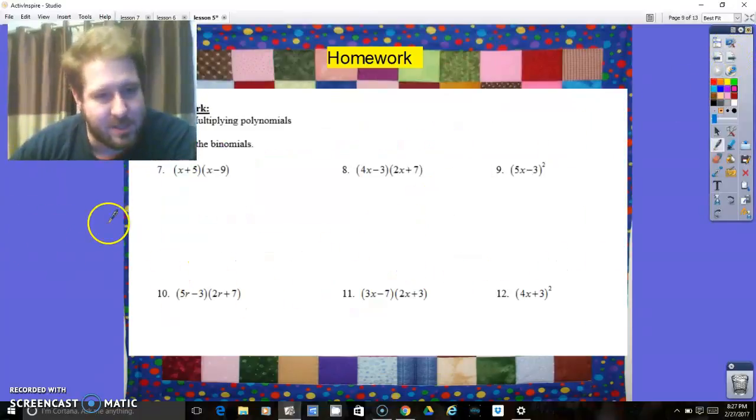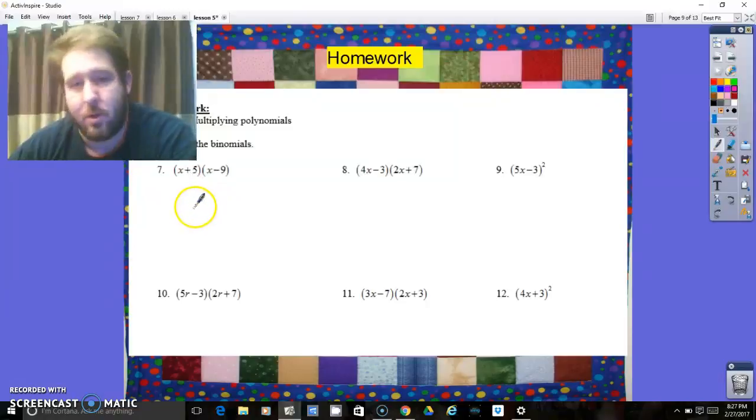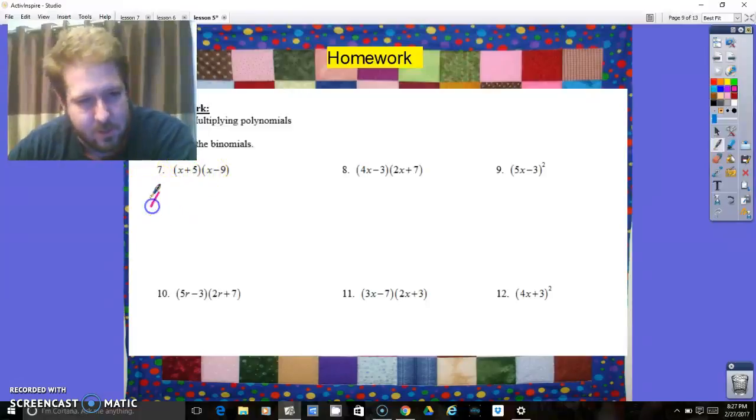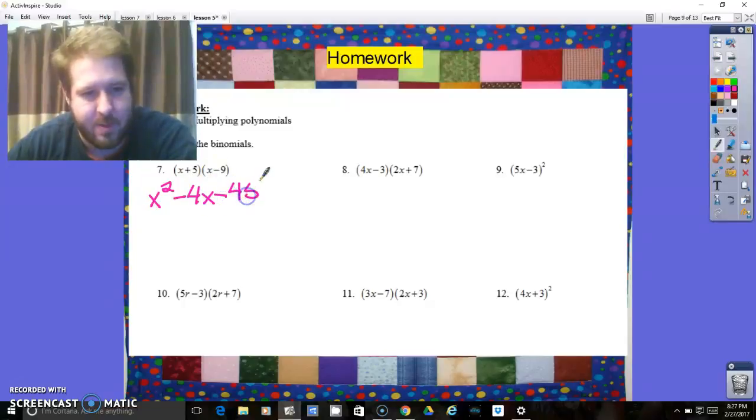The homework is a lot like we just did a second ago. Now I can use FOIL, or I can use my area diagrams, however you want to solve it. It's fine by me. Or you can just say to yourself, well, hey, there's no leading coefficients here, so it's going to be x squared. Add them, and you get negative 4x, and multiply them, you get negative 45. Done.